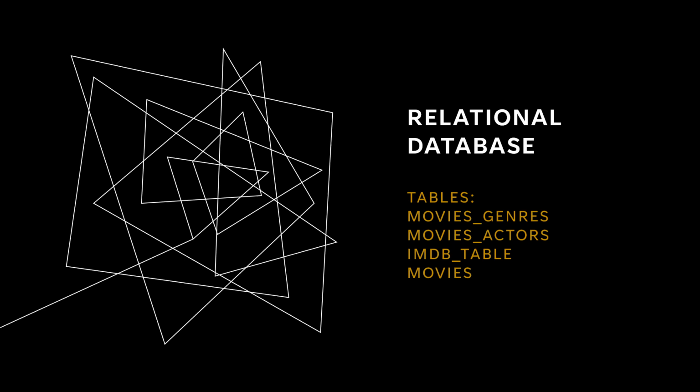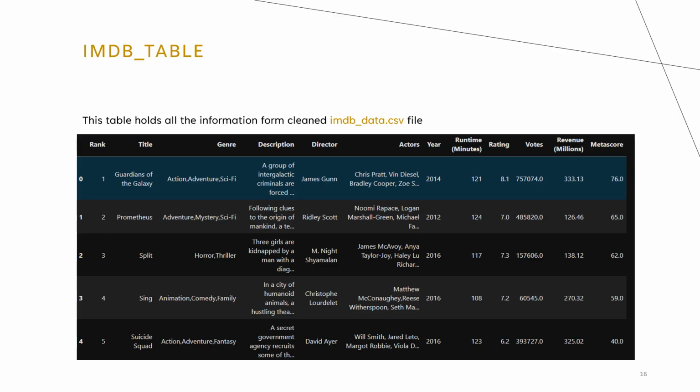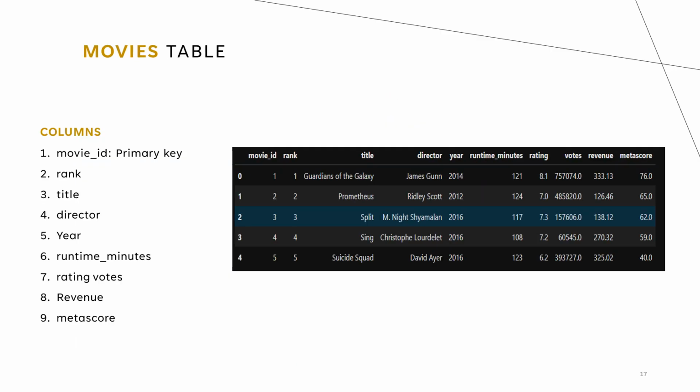It is a relational database. The first table is the IMDB table. It holds all the information from the IMDB data. It's clean data, not the primary data. It's a clean one, which has zero null values, and most of the outliers are handled. And there's the movie table.